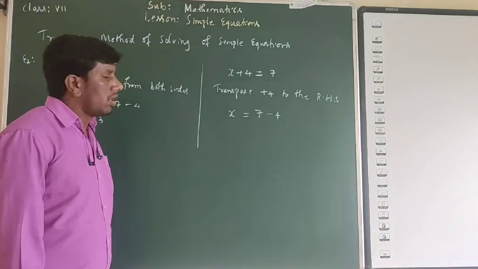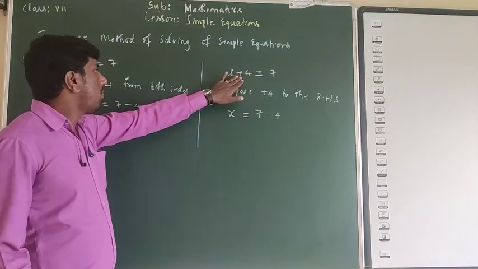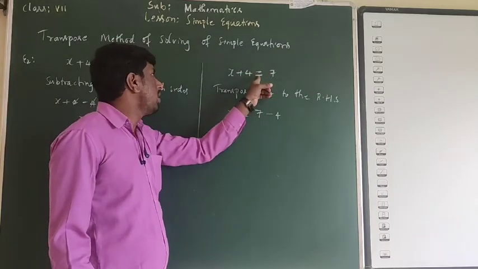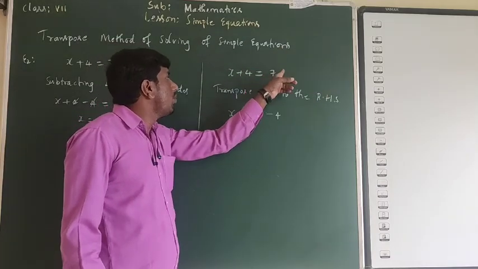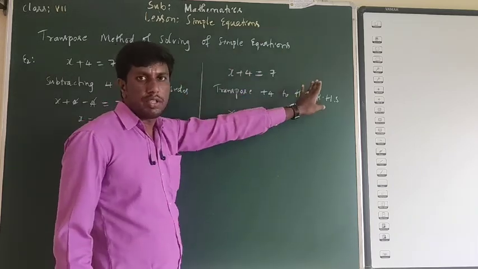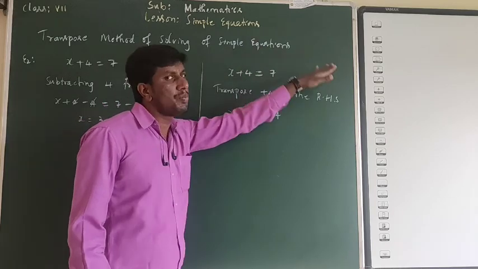Clear? I have a plus 4 here. I am transposing to the RHS. It has to cross the equal sign. Therefore, the sign of this value is going to change. Here it is plus, then it will be changed into minus. Here it is minus, then it will change into plus.